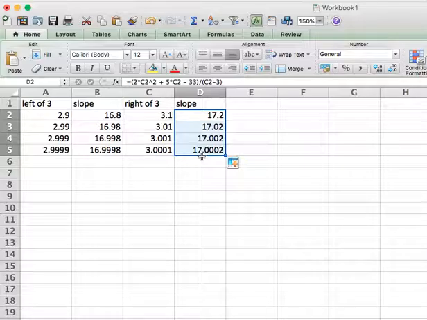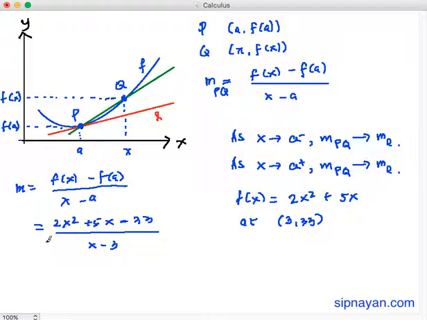No? So ibig sabihin yung sagot natin dito at x equals 3, no? At x equals 3, the slope of f of x is 17. Okay, so I hope meron kayo natutunan sa video na to.